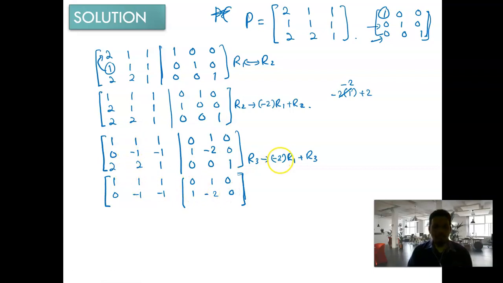So negative 2 times 1 equal to negative 2, plus 2 equal to 0. Negative 2 times 1 equal to negative 2, plus 2 equal to 0. Negative 2 times 1 equal to negative 2, plus 1 equal to negative 1. Negative 2 times 0 equal to 0, plus 0 equal to 0. Negative 2 times 1 equal to negative 2, plus 0, negative 2. Negative 2 times 0 equal to 0, plus 1 equal to 1.